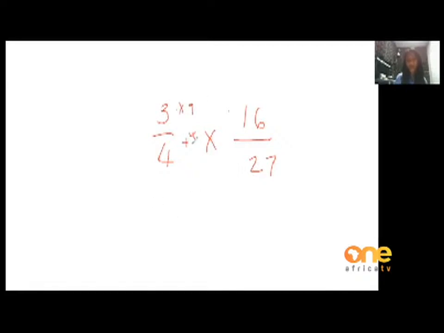Therefore, to work this out, my answer will be 4 over 9. That's all you have to do. You say, what do I multiply by 3 to give me the 27? What do I multiply by the 4 to give me the 16? And that would be our answer.